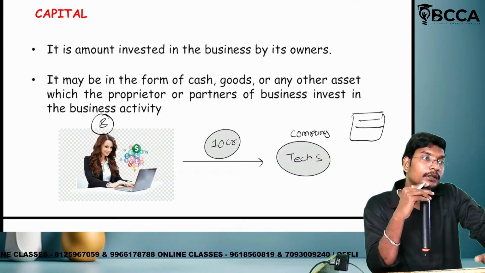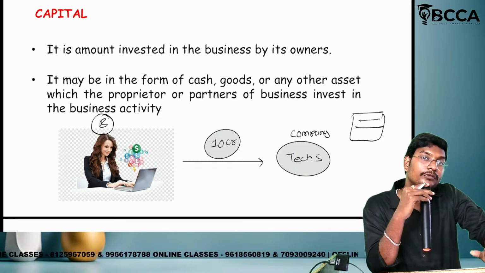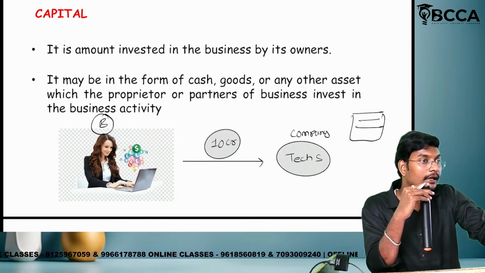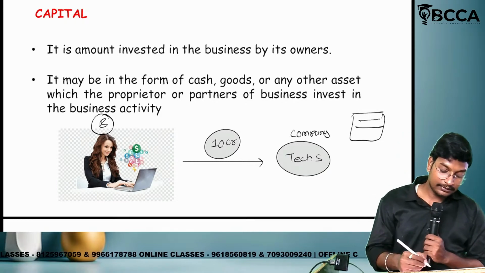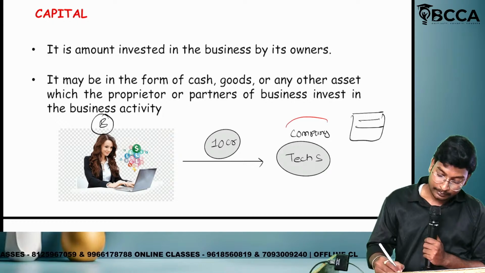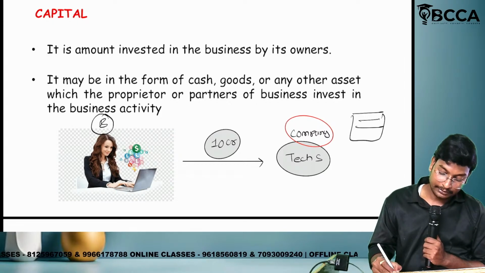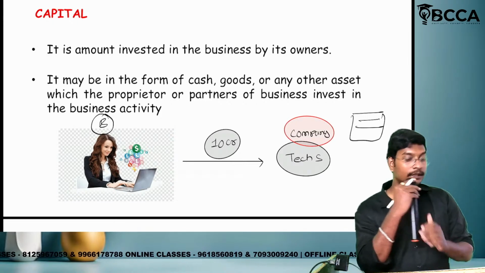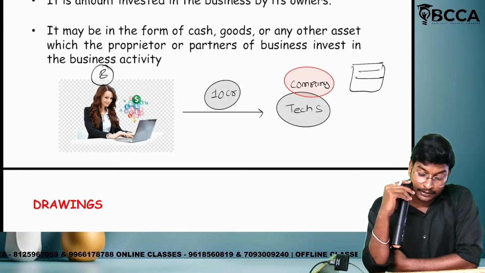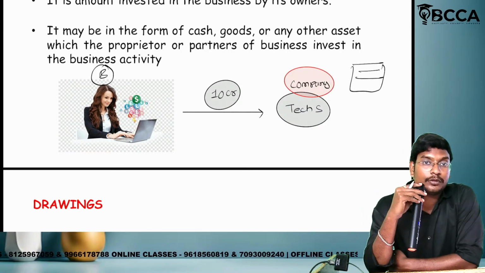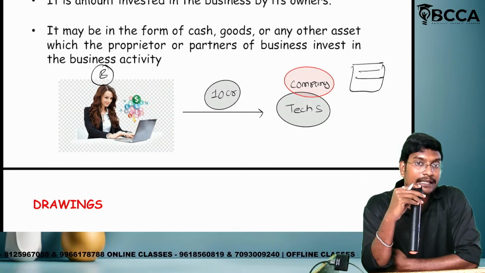Now, from the accounting point of view, do we have to think from the individual point of view or the business point of view? Business point of view. So from which point of view do we have to think? From the company point of view only. Company point of view. So now there is a concept called the separate entity concept, or entity concept.